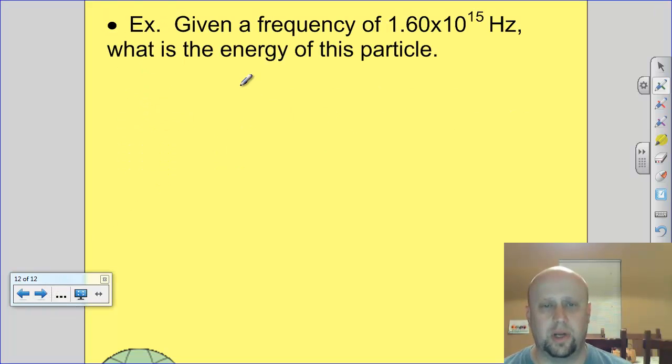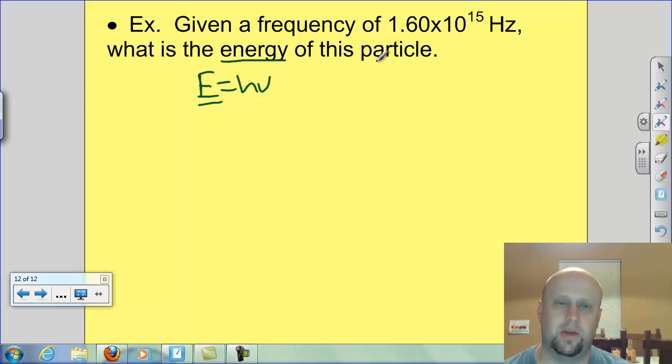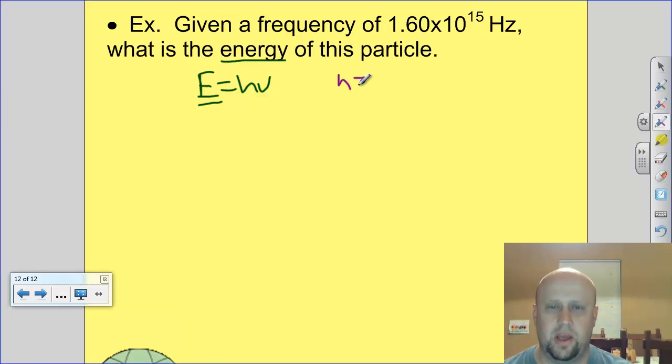So real quick, let's work one of these problems. It won't take us too long, so let's just crank one out. So E equals HV. I guess we should read the problem first. Given a frequency of 1.60 times 10 to the 15th hertz, what is the energy of this particle? So I'm looking for energy. Energy is E. I'm given frequency. Frequency is V. And H is a constant, and remember that's from the last slide. So H is equal to 6.626 times 10 to the -34th.